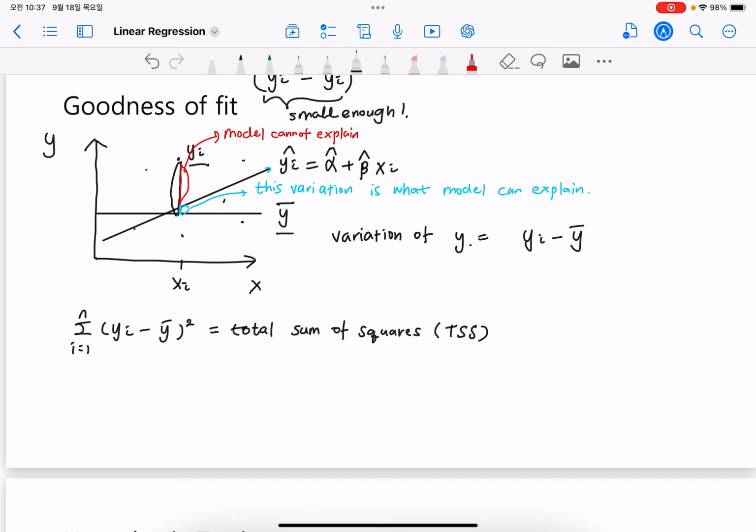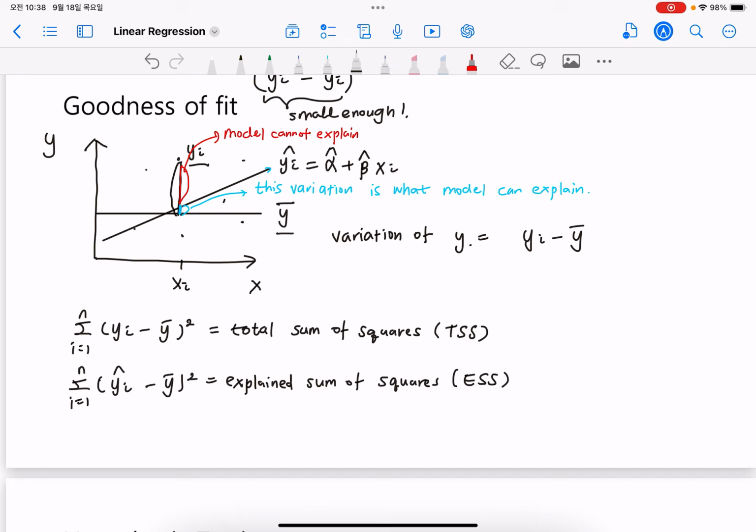And we can also formally express the variation that can be explained by the model. So the sky blue part right here, right? That's also running over i equal to 1 to n, and that's yi hat minus the y bar, squared. This is the only part the model can explain. And we call it the explained sum of squares, or the ESS. All right.